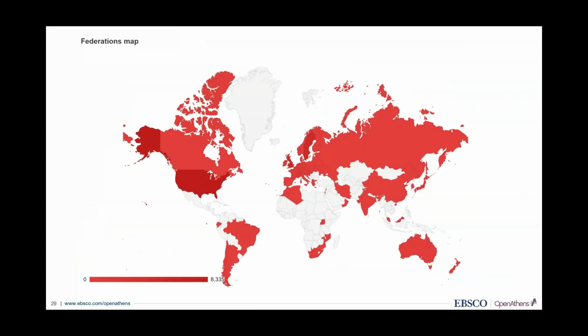There are currently 66 national federations in the world. All of them are academic or educational. OpenAthens is the only global federation that serves both academia and commercial research organizations. And we also work with those national federations.